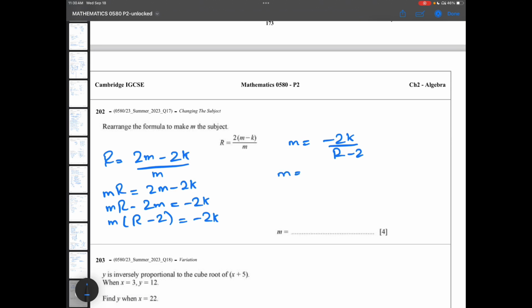But if you want to cancel this negative sign, I will take negative common in the denominator. When I do that, I get minus r plus 2. Now these two negative signs can be cancelled with each other and we get 2k upon minus r plus 2. I can write it as 2 minus r, so m is equal to 2k upon 2 minus r.